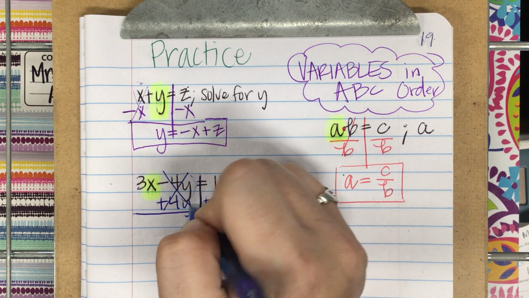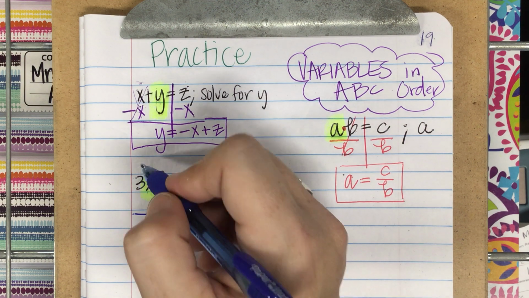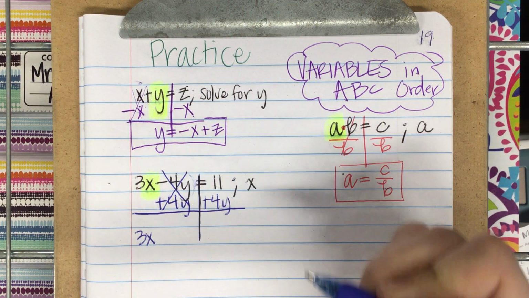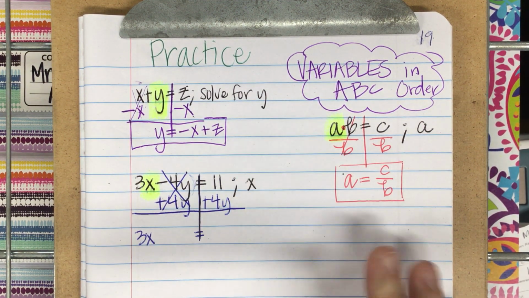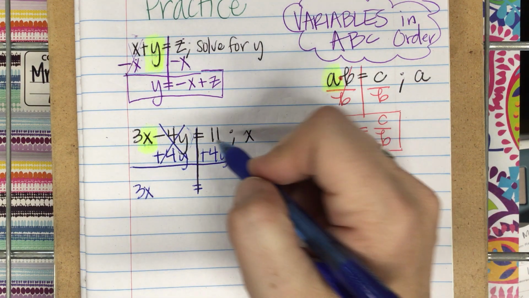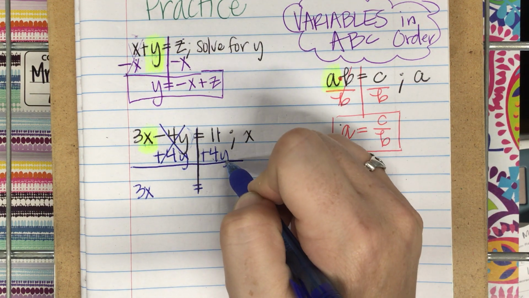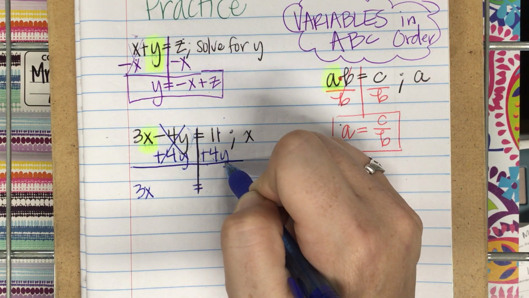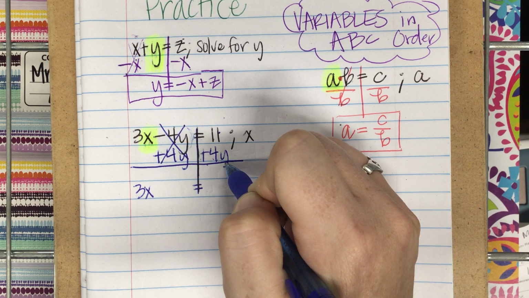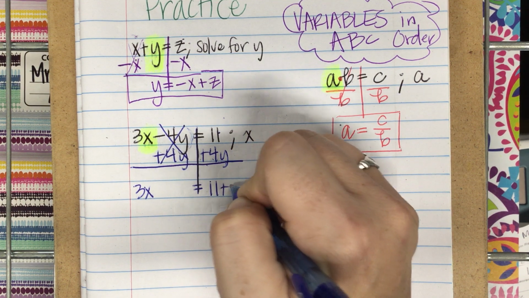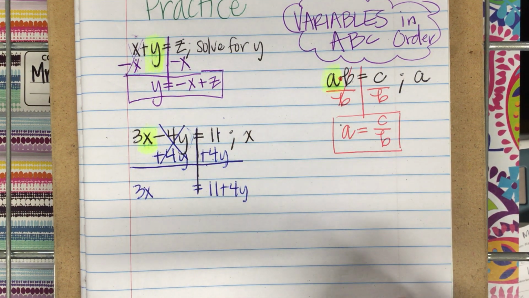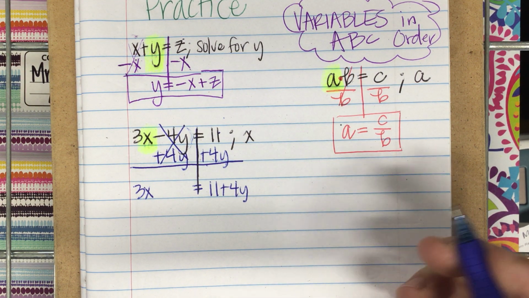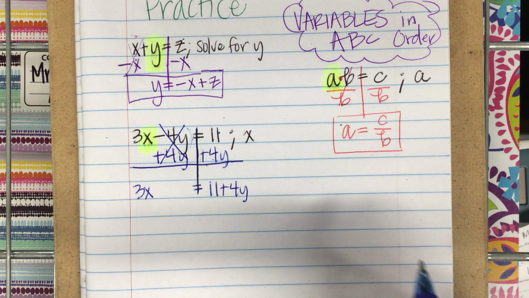These cancel out. And I'm left with 3x equals 11 plus 4y. Do you know what 11 plus 4y is? I don't. Right? It's 11 plus 4y. Wow, that's crazy. Because I can't put them together because they're not like terms.